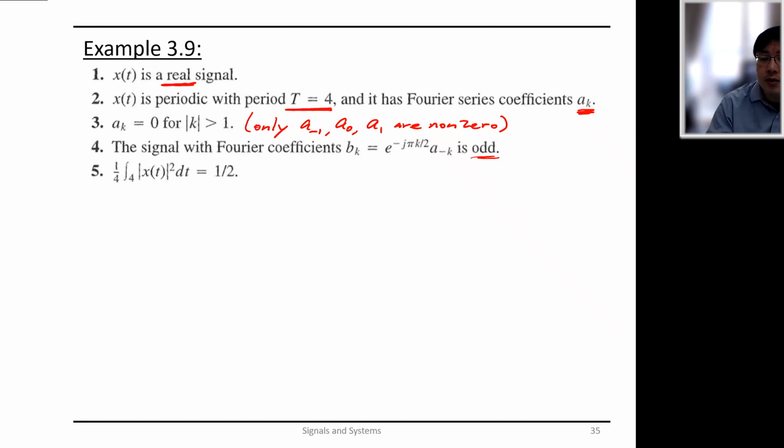Now we can look at these properties one by one. First of all, by the second property, we know that the signal has period T equal to 4. So this means that the fundamental frequency, which is 2 pi over T, is just pi over 2.